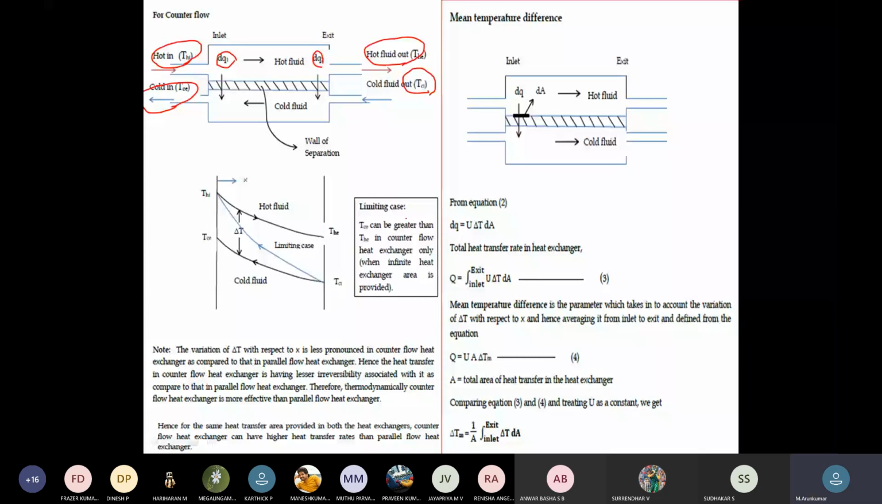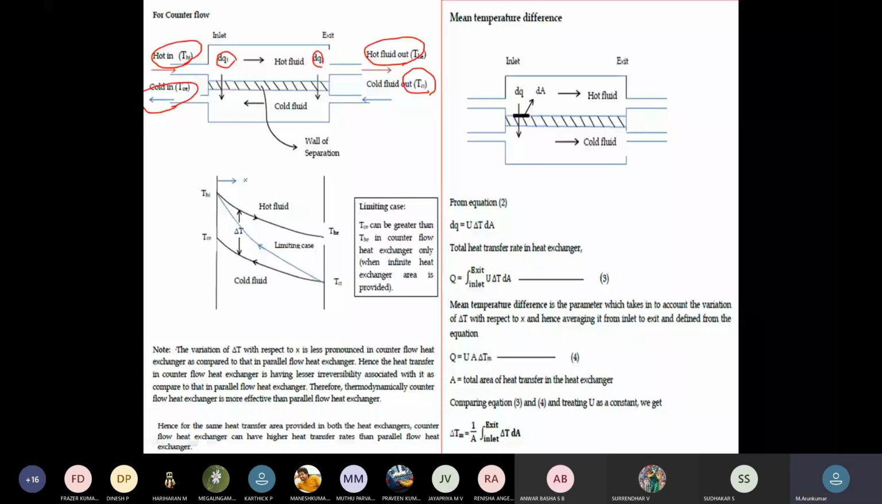So there is a limiting case. The temperature of the cold fluid exit, TCE, can be greater than the temperature of the hot fluid exit in a counterflow heat exchanger only when infinite heat exchanger area is provided. So we can get this case if we provide infinite heat exchanger area. The thing is, we are transferring the heat.